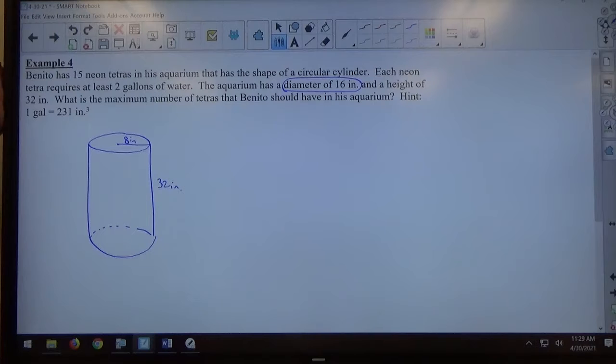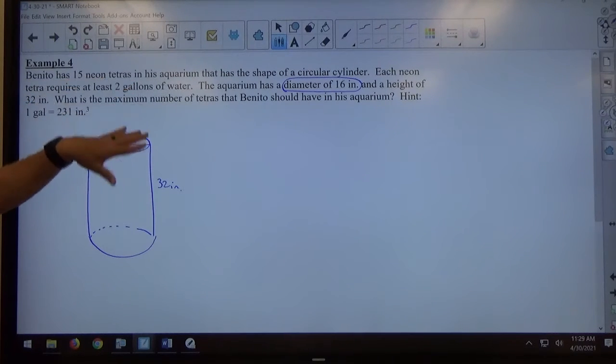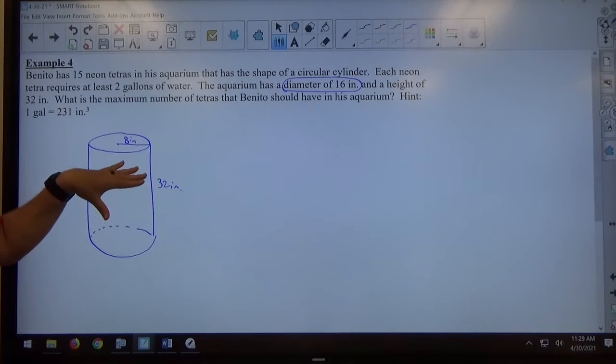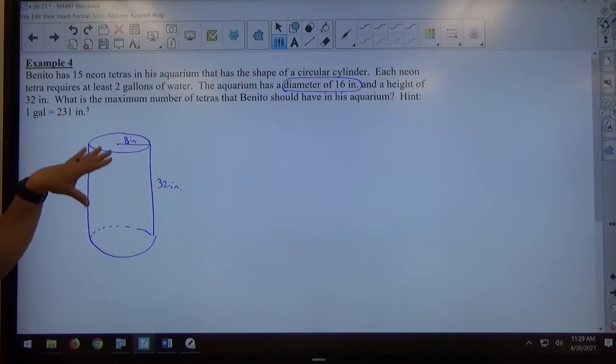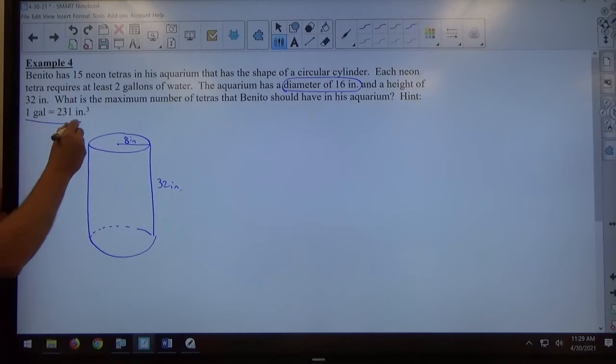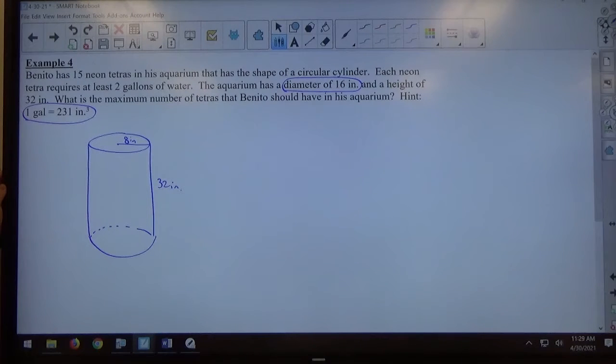All right. So, notice it says 2 gallons of water, and we got inches as units here. So, what I can find here is volume in cubic inches. I'm going to use this fact they give me in this hint that 1 gallon equals 231 cubic inches in order to approximate the number of gallons of water once I figure out the volume in cubic inches. So, step 1, draw the picture. Everybody comfortable with the picture?